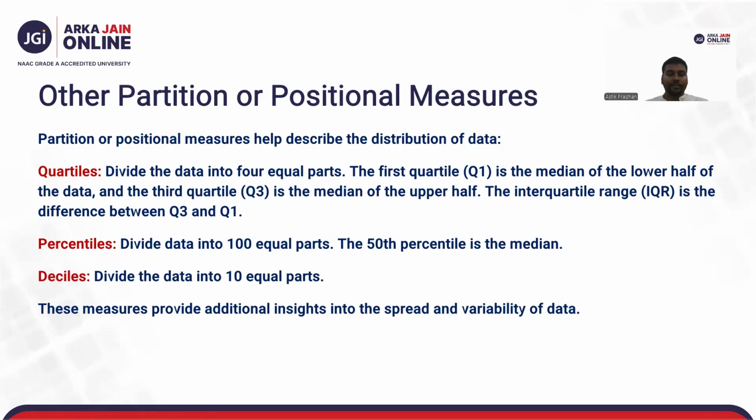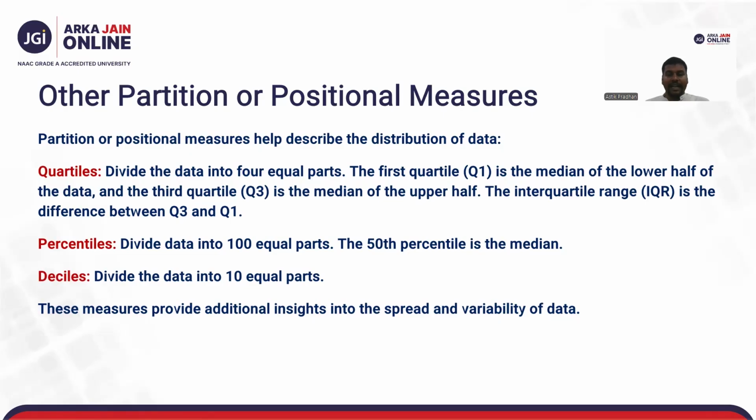Got it? Now percentiles divide data into 100 equal parts. In the first case, we are dividing the data into 4 equal parts; now we are dividing the data into 100 equal parts. The 50th percentile is the median. Ultimately, all are revolving around the median value. So the 50th percentile is the median value.